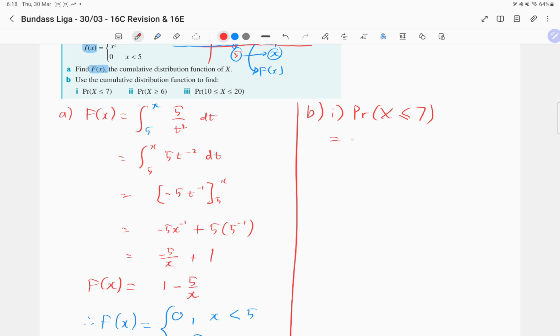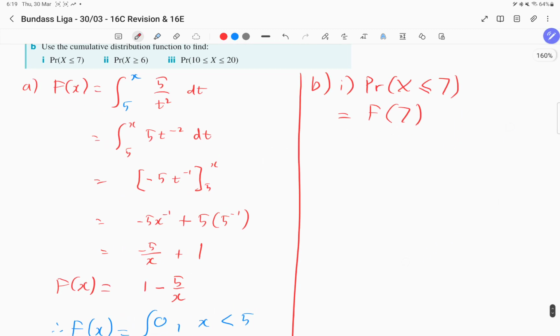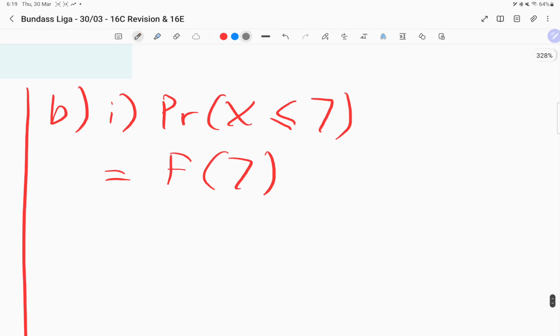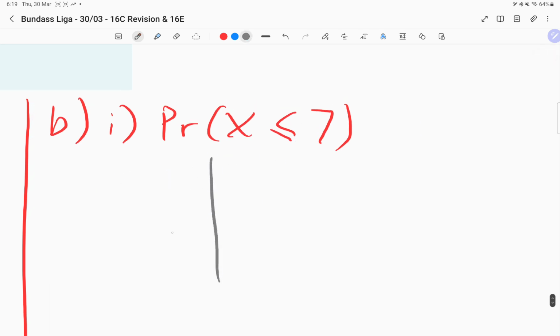Wait for it, is simply big F of 7. Does that make sense? Nah, this jump is the biggest jump. Doesn't make sense, right? Okay. All right. Let's visualize this. Okay. So I'll do a bit of visualization here. So probability of x less than or equals to 7. Once again, I'll draw that graph here.